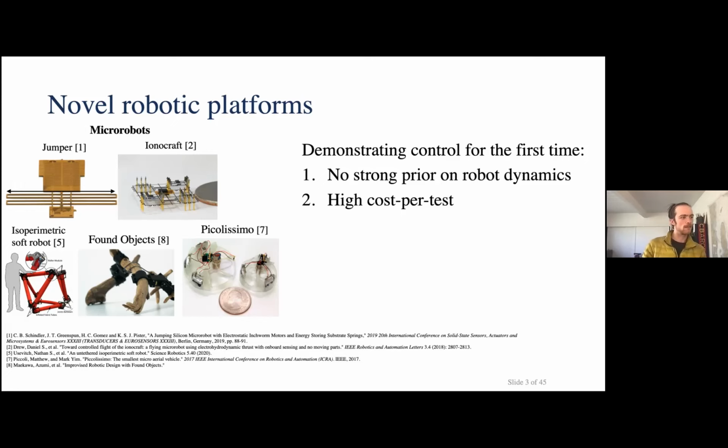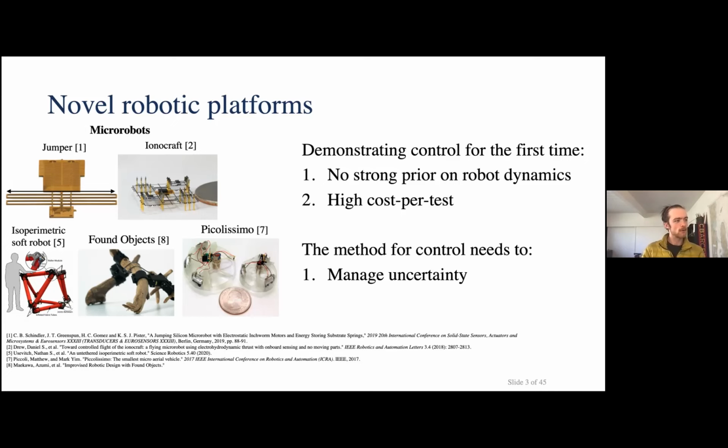So then we want to design a method for getting controllers that mirrors these challenges. In this case, the method needs to be able to manage some sort of uncertainty. If we design a controller for the ideal dynamics, we know that the ideal dynamics are likely not true, and then it needs to be very sample efficient.